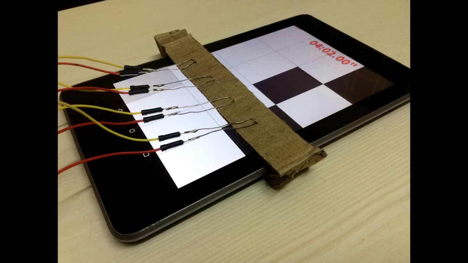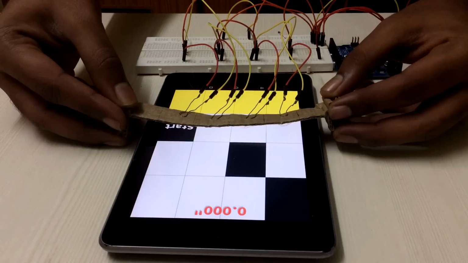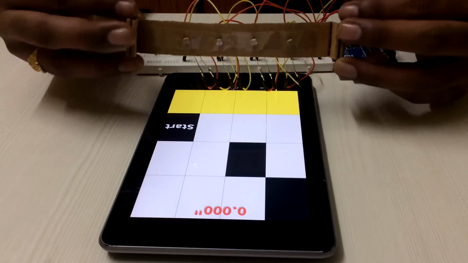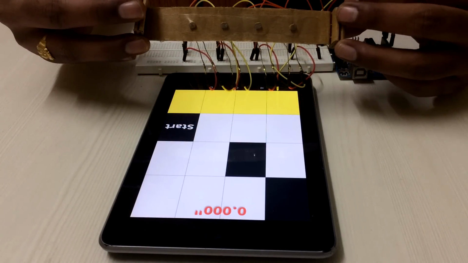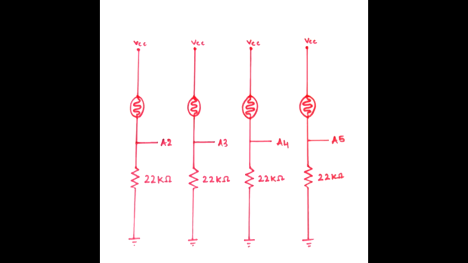Let us look at the sensing part first. We use light dependent resistors to sense if the tiles are white or black. The LDRs have been connected to the back of the cardboard like this. The LDRs are connected to the analog input pins of Arduino as shown. They are connected in a voltage divider bias to convert the change in resistance of the LDRs to voltage change.